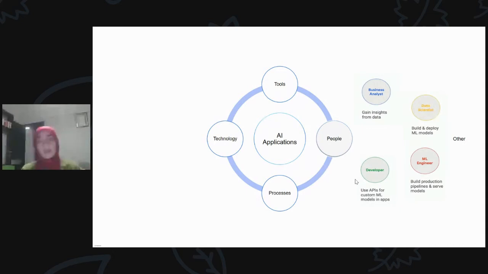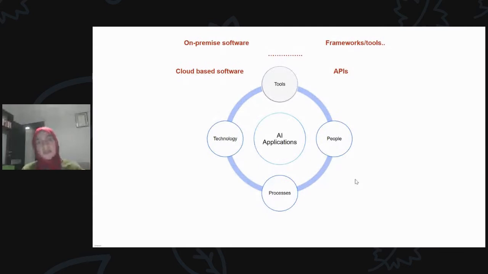It's like personas. And definitely, I need the business expert who will give me the business problem. So I need this person. I need tools where I will develop and implement my application. Will I use cloud-based software or on-premise software? What are the APIs, frameworks, tools, and so on.